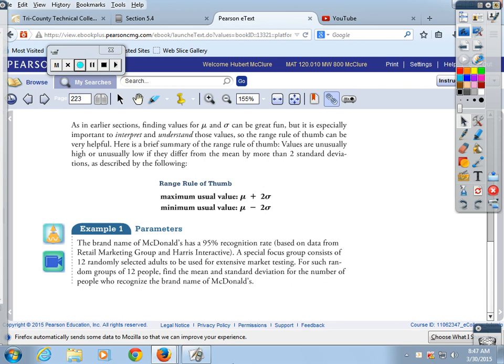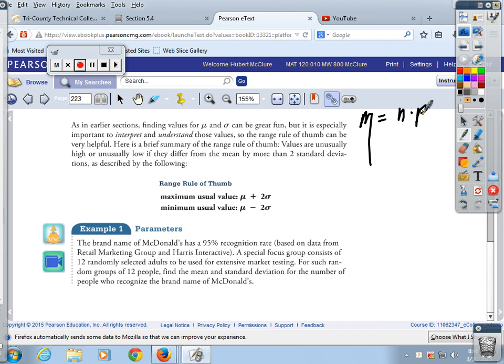So what they're doing is they found out through history or last year's study or whatever that 95% of those that were studied recognize McDonald's logo. And they want to know what is the mean and standard deviation of 12 people recognizing McDonald's. So you take the handy dandy formula and you say the mean is equal to N times P.